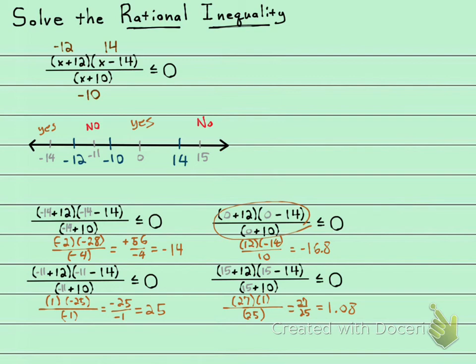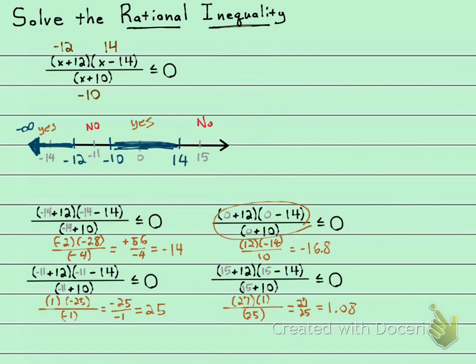Okay, so let's shade in the good parts, and then we will turn this into interval notation. So for my graph, I'm going to use blue. The graph of the solution is everything from negative infinity all the way to negative 12. That's a yes. It's everything from negative 10 to 14 that is included. And that's it, those two intervals.